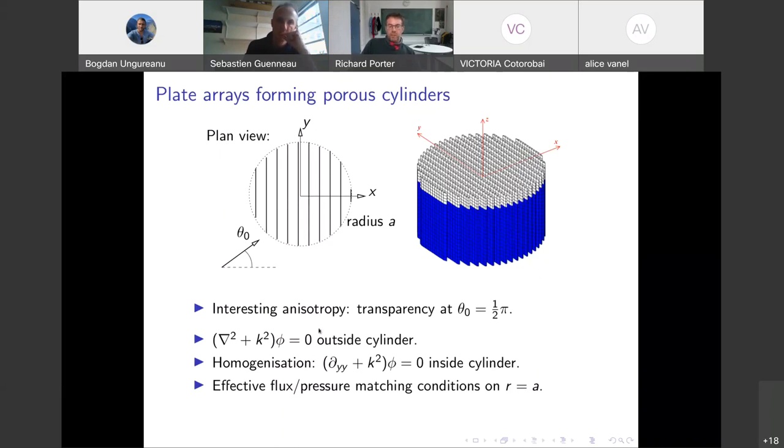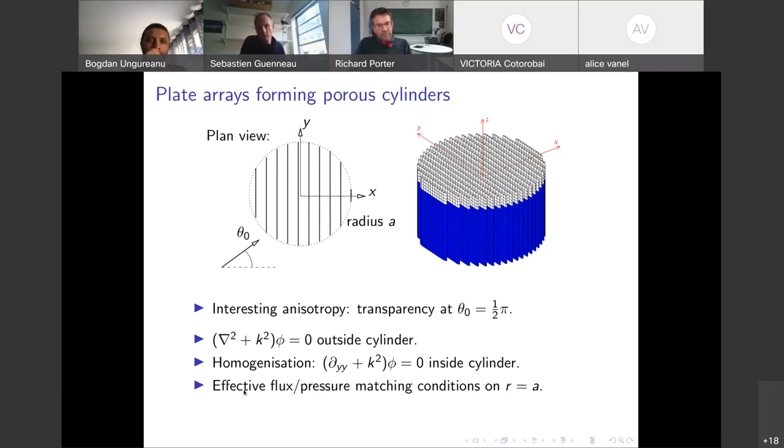Okay, so now I'm back to potential flow in 2D. So there's an acoustic analog here. I solve the wave equation outside the cylinder. Inside the cylinder, I homogenize. And that basically says that it restricts the motion of waves to just the y direction. So essentially, I've got a reduced Laplacian here. The derivatives with respect to x are neglected, because there can be no motion in the x direction to first order approximation.